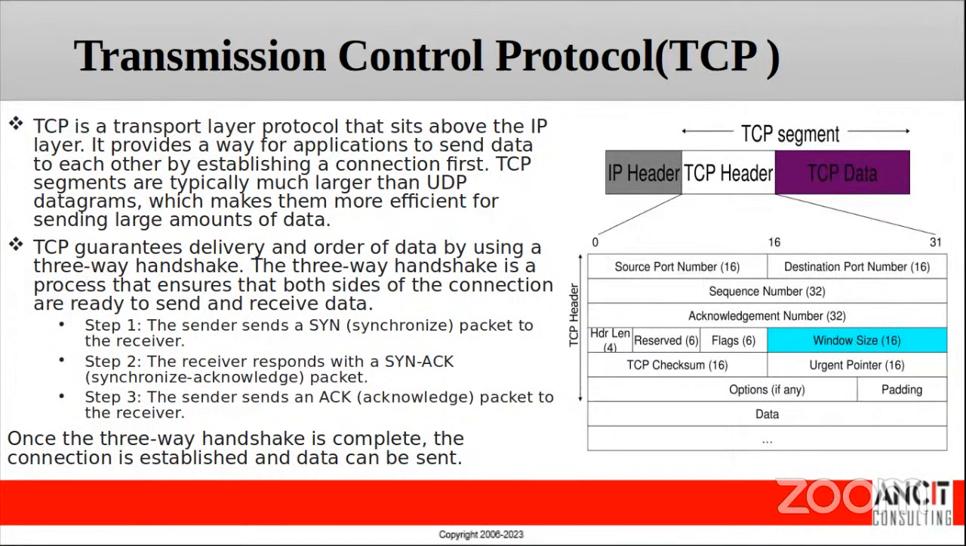Here we can see how the TCP header looks. It has a 20 byte header. First, it has a source port number and destination port number, because we have to know the source and destination address ports. And this is the sequence number. About the sequence number, I already told you about the transport layer.